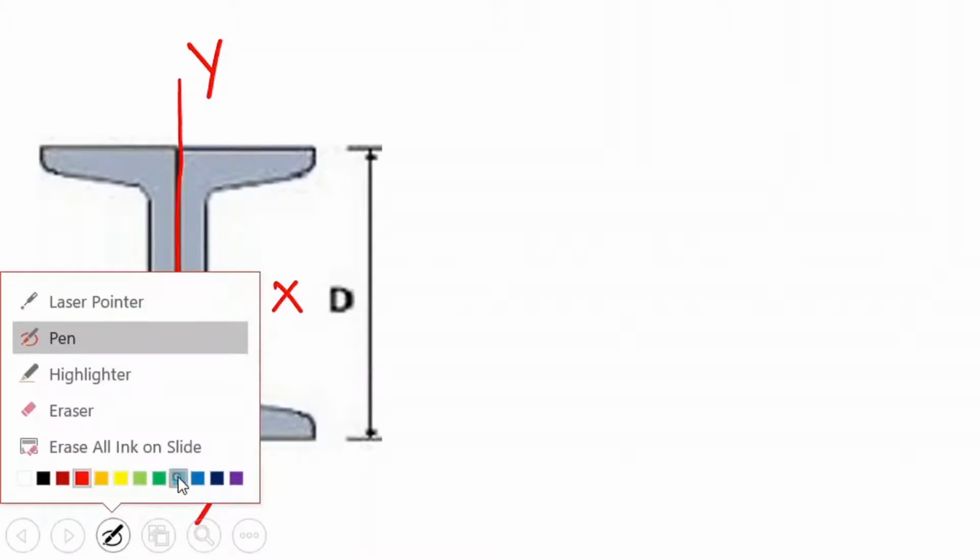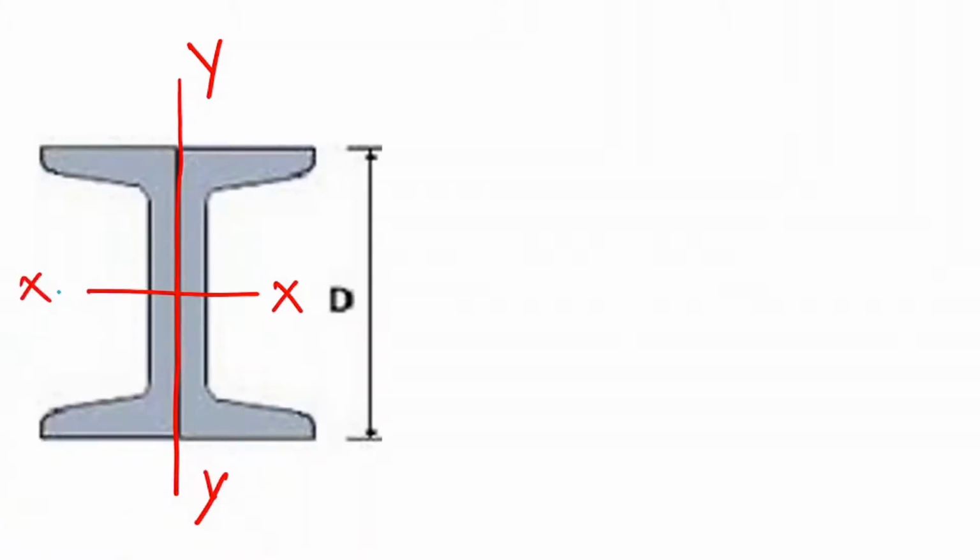And if you take a single channel section, the XX axis lies here and the YY axis lies here. So now what I have to do is, I know IXX and IYY of a single channel section. But since I have arranged like this, I need to find out the global moment of inertia about the axis capital XX and capital YY. So that is a small task I need to perform in this design numerical.